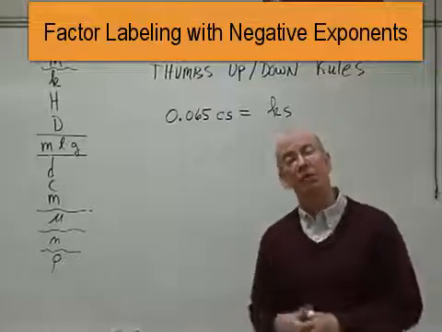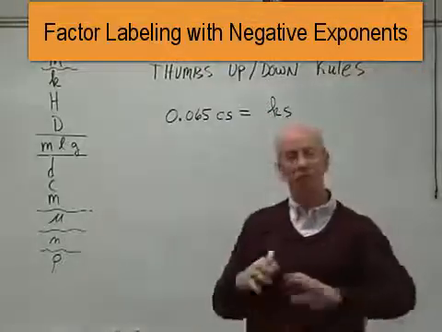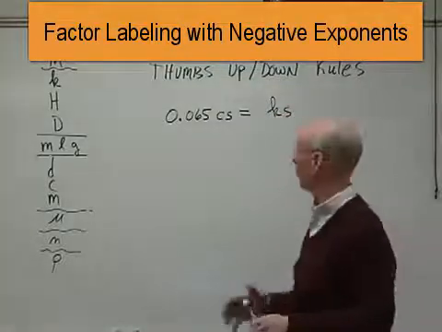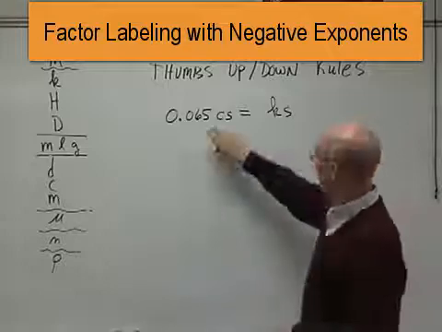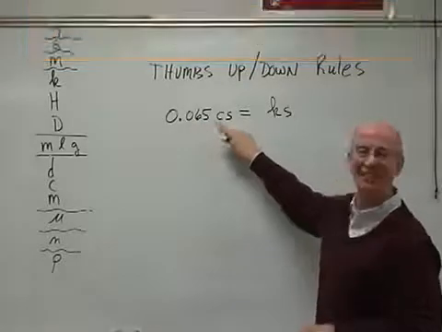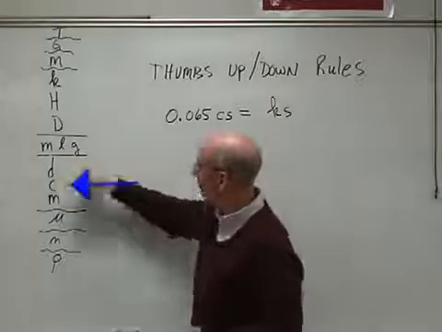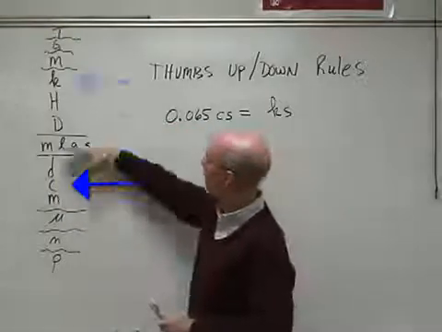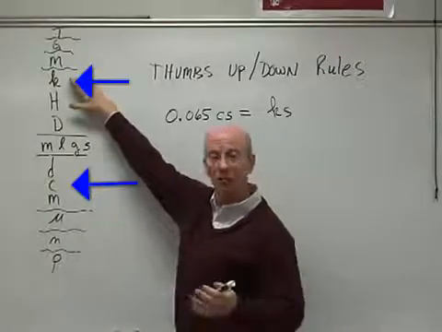Now let's try another example of the metric progression, this time the one that's a little more difficult because it uses negative exponents and decimals. But it still works the same way. I want to go from 0.065 centiseconds, there's centi, and we can put seconds as one of the standards, and I want to go all the way from here up to milliseconds or kiloseconds.